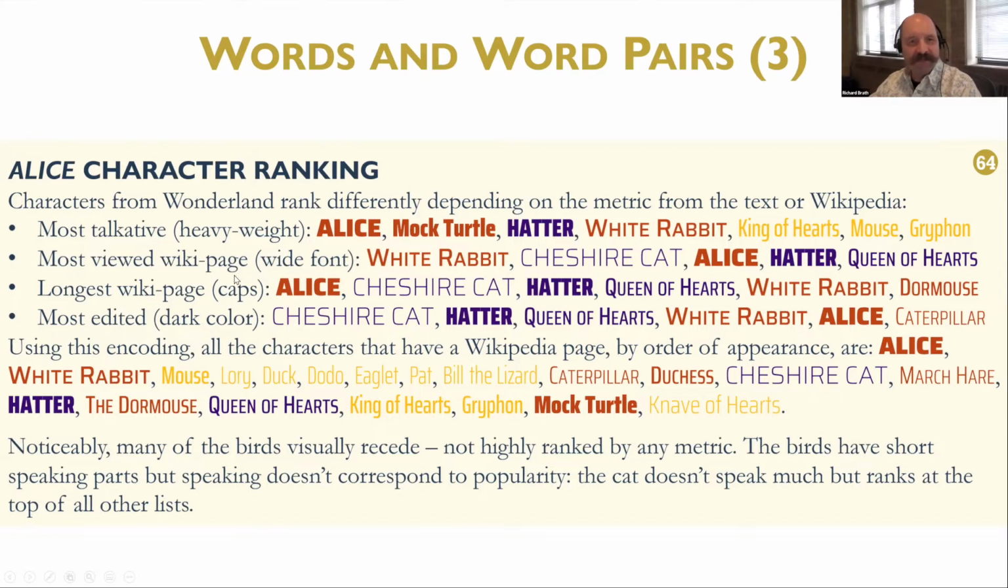But then the next three data sets here are about things that are happening in Wikipedia. So the most viewed page is in a wide font, and the pages that are most viewed are like the White Rabbit and the Cheshire Cat, not Alice and the Mock Turtle and the Hatter, for example. The longest wiki pages, we got Alice, the Cheshire Hatter, the most edited pages, the Cheshire Cat, and so forth, right? So you've got all these different things going on. You've got all these different encodings going on.